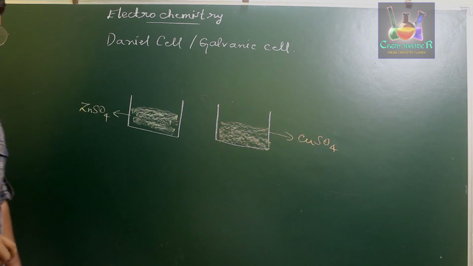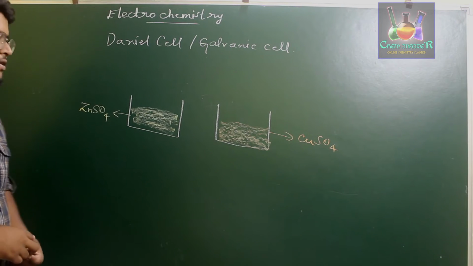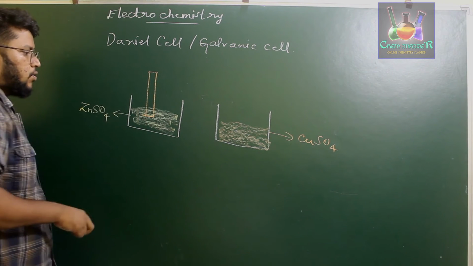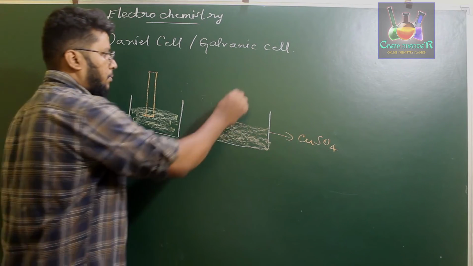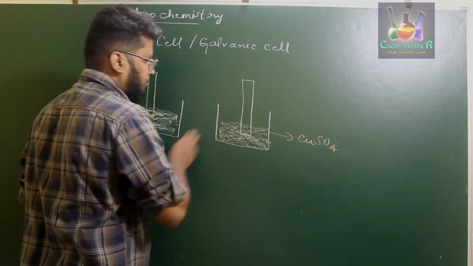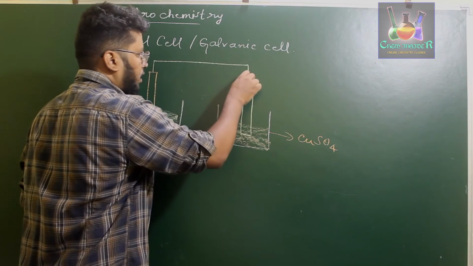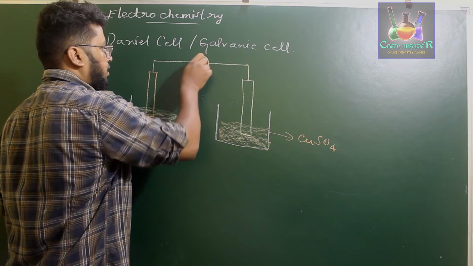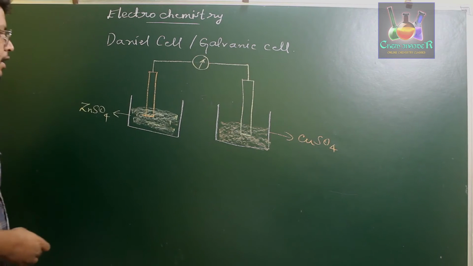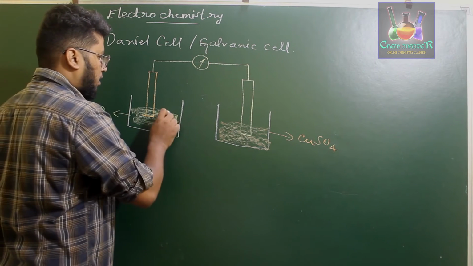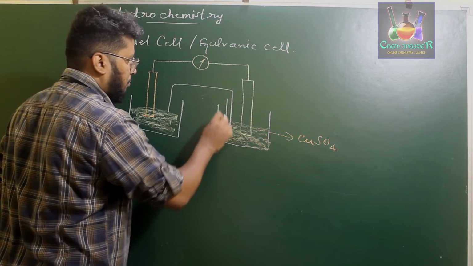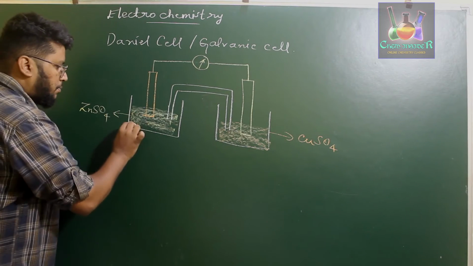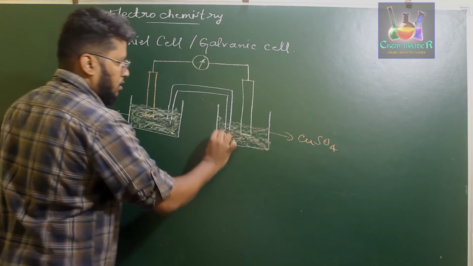Both the solutions are taken with the respective sulphate salts, and then we dipped metal electrodes: the zinc metal electrode in the zinc solution and the copper metal electrode in the copper solution, and both these two were interconnected. Let us say we have a galvanometer attached over here. Further, the solutions are interconnected by an inverted U type of bridge called a salt bridge. So this is what we observed in the galvanic cell construction.